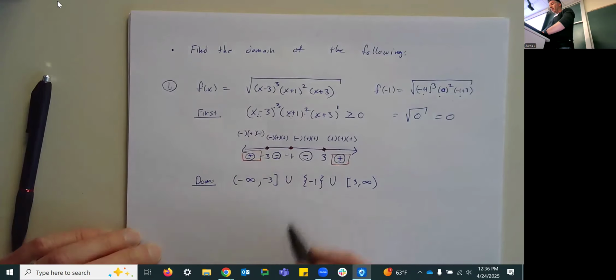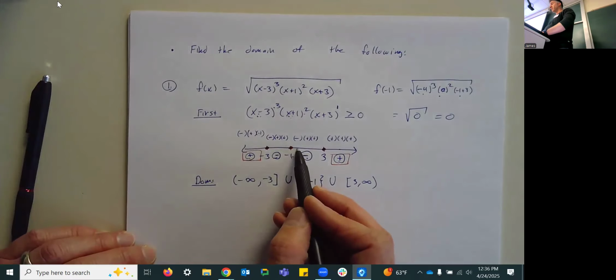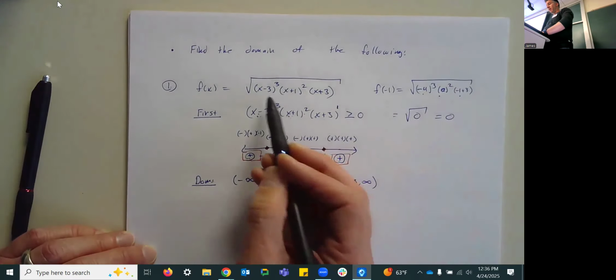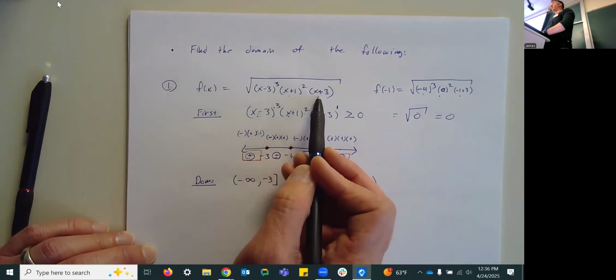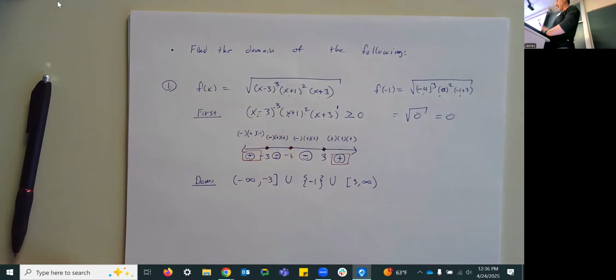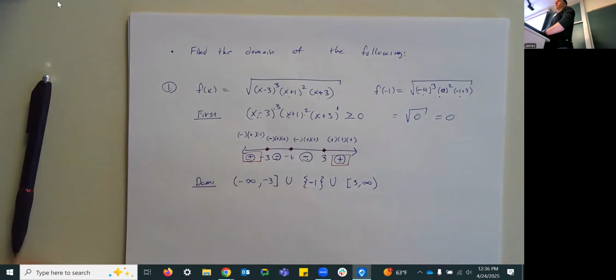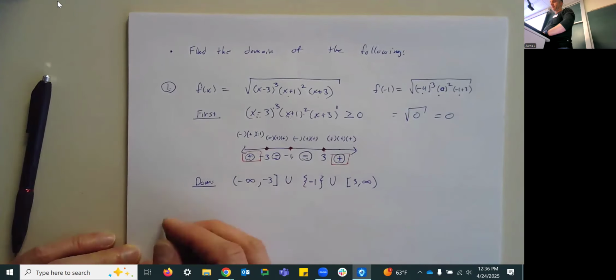If you try plugging in like -0.999, this whole thing is going to be a negative times a positive times a positive, which is going to be negative overall. And we cannot take the square root of a negative number. So yeah, it's kind of weird when you get those isolated ones by themselves, but that's what we do. Let's look at another example.